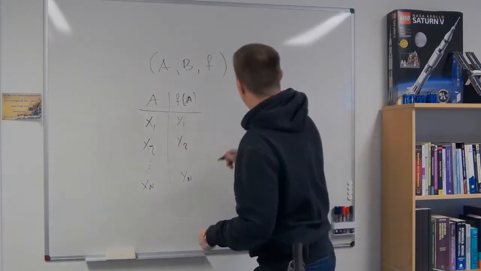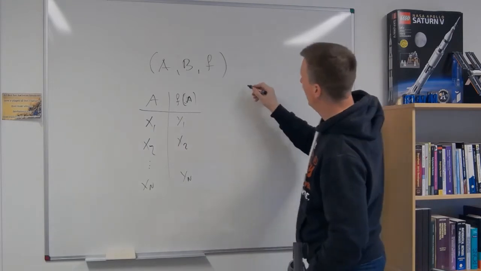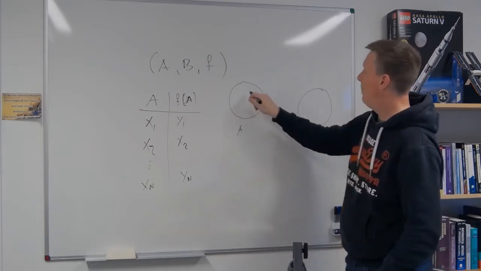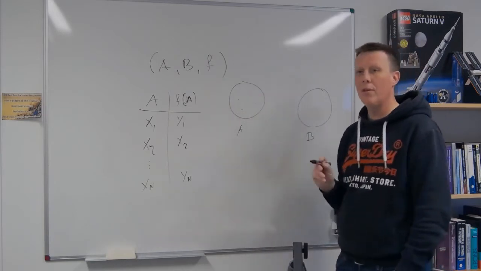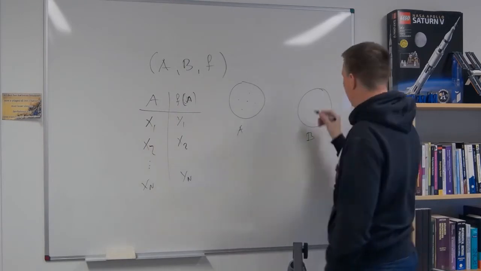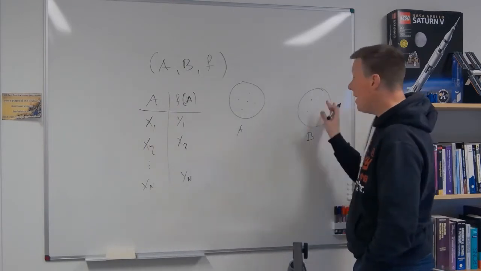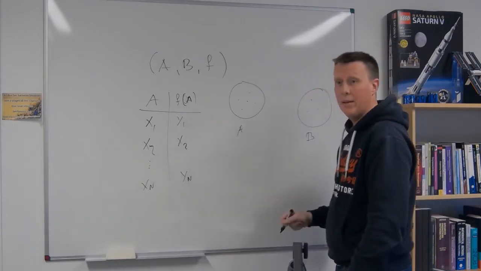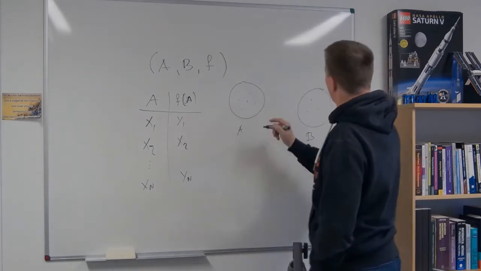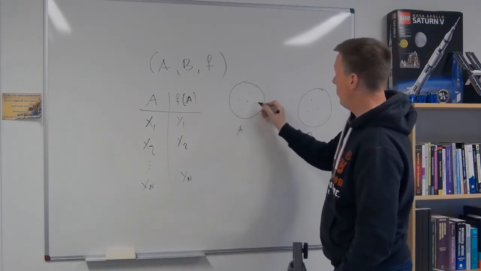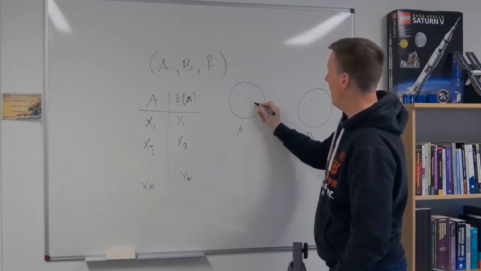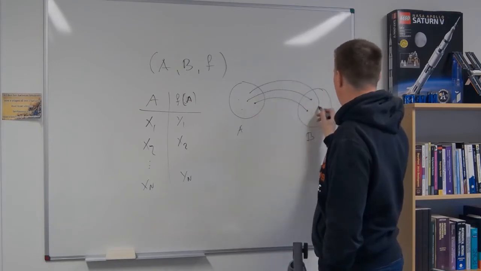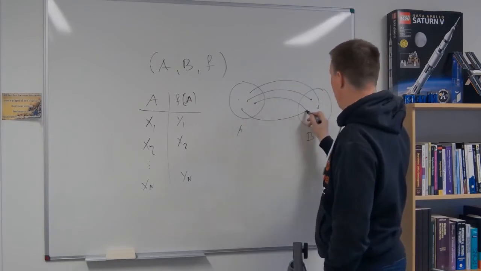So let me draw some pictures to make this clearer. Let's draw A, and let's draw B, and put some elements in them. This is the beauty of set theory. We don't really care what these things are. But these need not be the same size. There can be a lot fewer elements in B than there is in A. So if I draw arrows here, let's say that this element here maps to that element, and that element maps to that element, and that element maps to that element, and that element maps to that element.